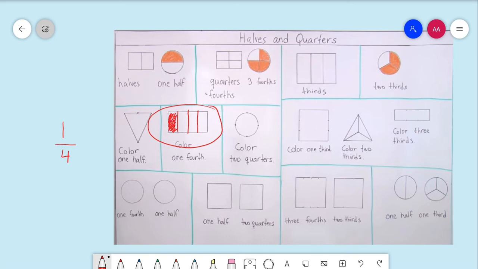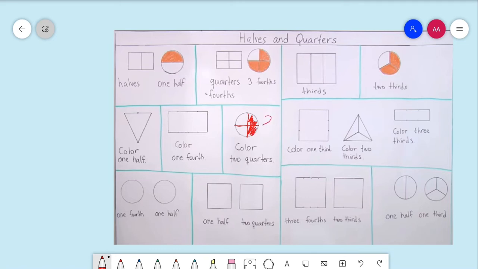Okay, so if someone asks you to color 2 quarters of a circle, it means the circle has 4 quarters. To make 4 quarters of a circle, divide it into 2 and then again divide it into 2. This gives you 4 portions of one circle. So if we need to color 2 quarters, this is 1 quarter, this is the second quarter, so we need to color these 2 quarters, right?